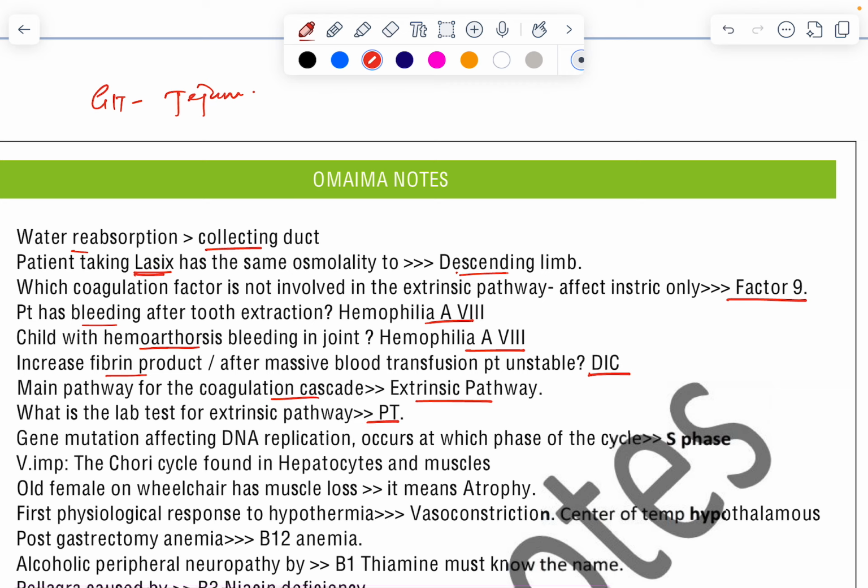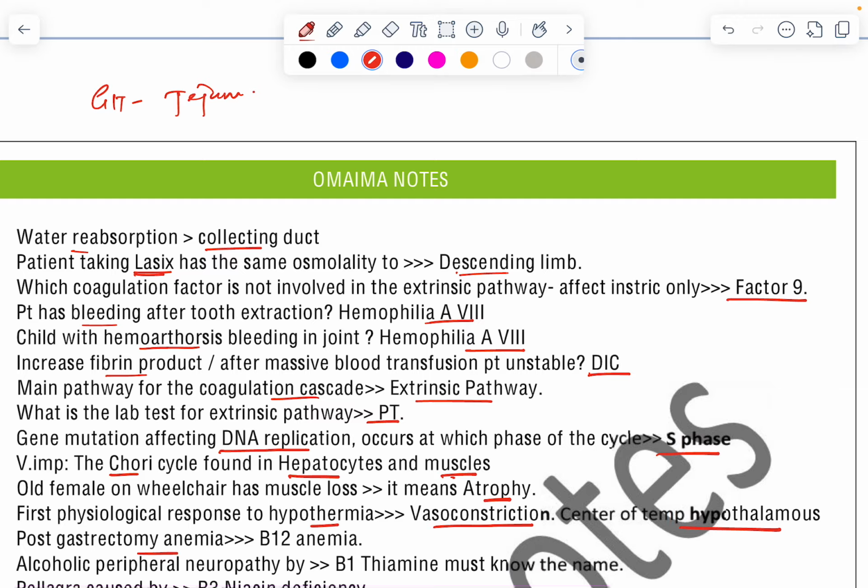A gene mutation affecting DNA replication acts in the S phase of the cycle. Very important: the Cori cycle involves hepatocytes and muscles. An old female in a wheelchair has muscle loss, atrophy. The first physiological response to hypothermia is vasoconstriction; the center is in the hypothalamus.